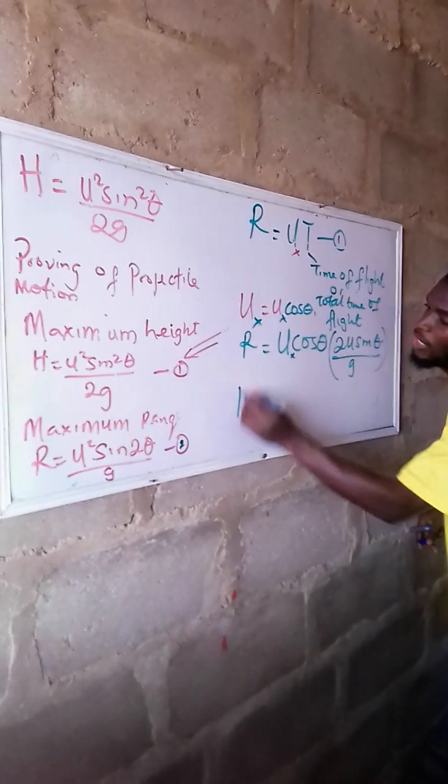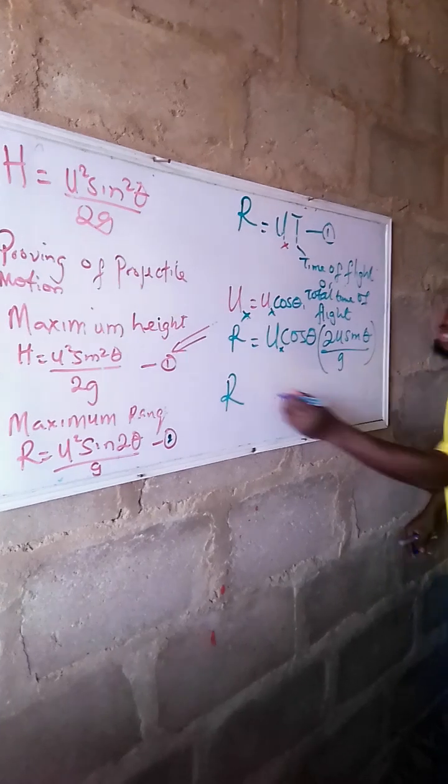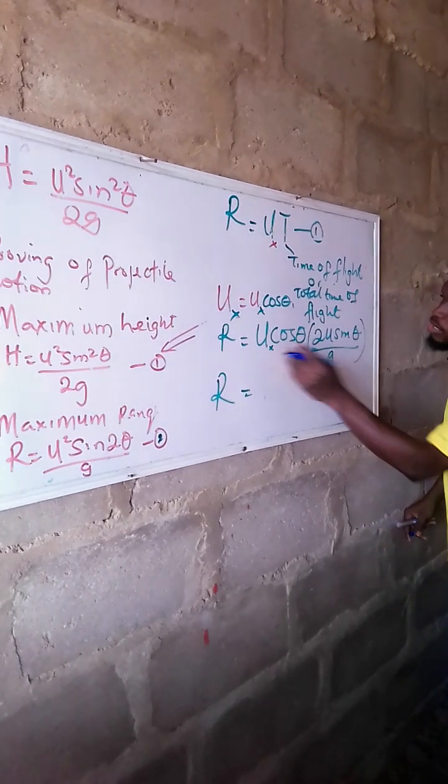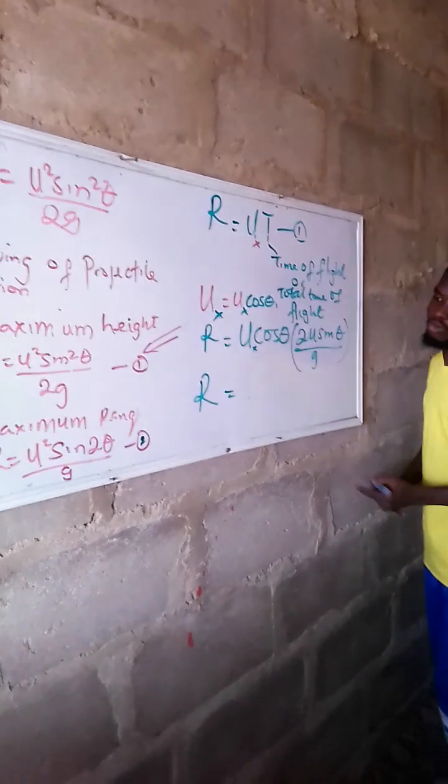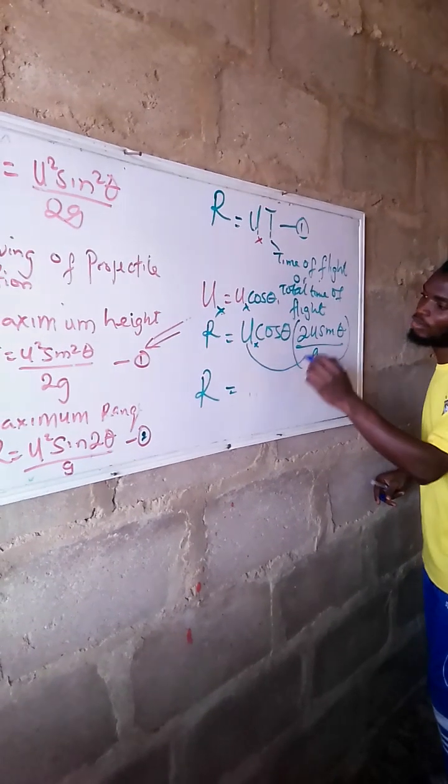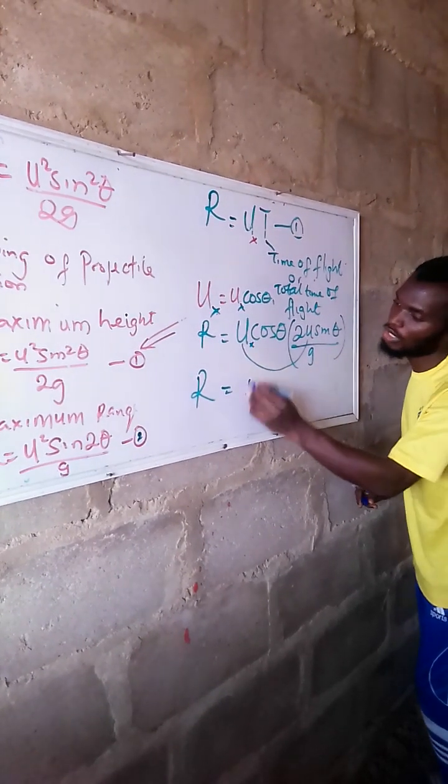If you multiply them together, you will arrive at this. How? This will be R. Are we together? Equals to. Now this is U, this is U, which is what now? Let's try and expand them. This will come and match this. It will be U what?